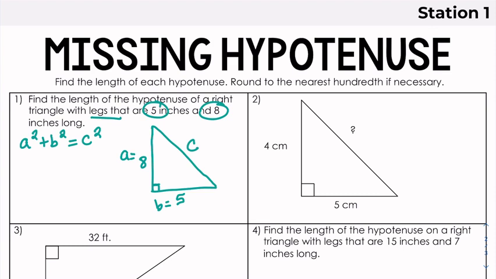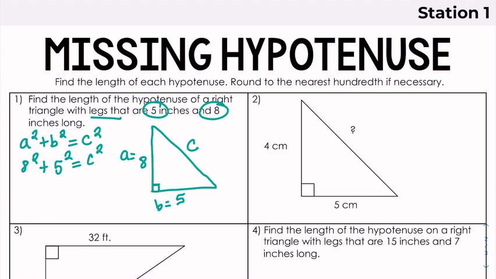In order to use the rule to find the missing hypotenuse, we're going to start by substituting in what we know. We know what A is. A equals 8. So I'm going to write 8 squared. We know what B is. B equals 5. So I'm going to write 5 squared, and that equals C squared. We don't know what C is. That's what we're trying to find, so we're going to leave that as a letter C.